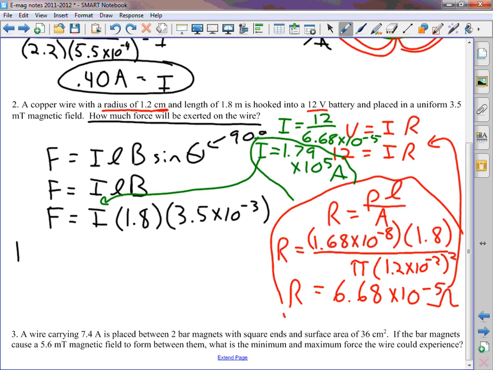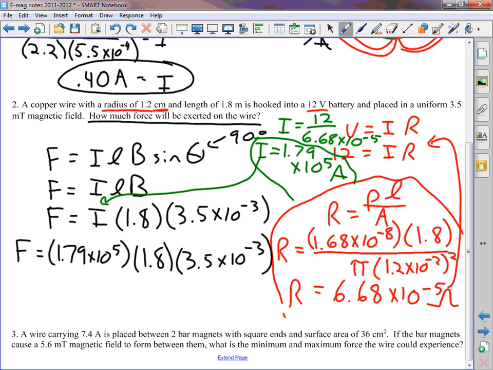So I'm finally down to my last calculation where my force is going to equal 1.79 times 10 to the fifth times my 1.8 meter long wire times the magnetic field strength, 3.5 times 10 to the negative third. So just another last plug and chug part in the calculator, and we come out with a force. All right, so we can get a force of about 1.1 times 10 to the third newtons.